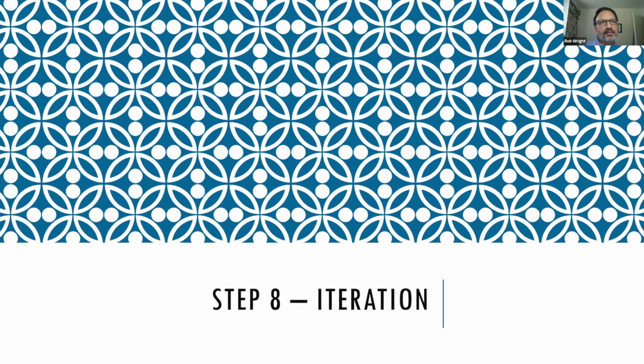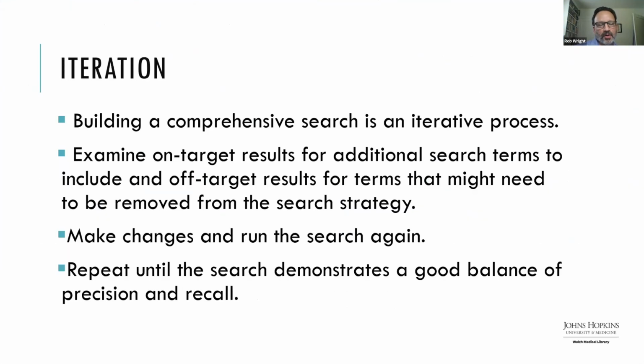Talking about the last step, which is iteration. I have been talking about iteration practically the whole time, but just to reiterate, building a comprehensive search really isn't done in a single 2-hour session on one day. It's iterative. It takes some time and versions to get to the final product. And so, as I've mentioned before, examining on-target articles for additional search terms is really important, as is looking at off-target results and seeing what terms maybe should be removed.